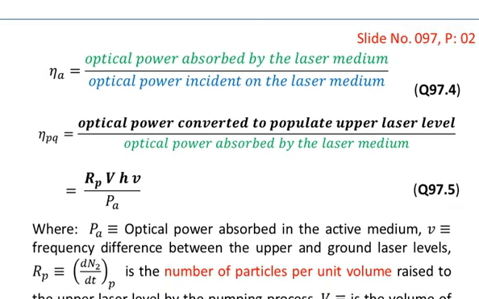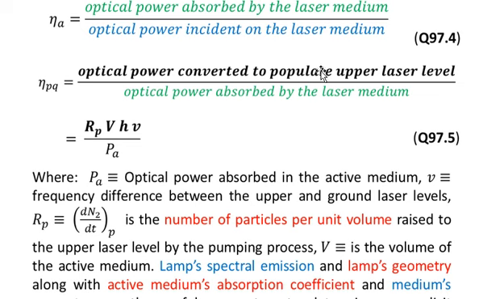Okay, so you see that according to the numerator in the expression of eta P, the mathematical term which we have shown in equation number 5 will survive. The numerator in equation number 5 will also survive. That is Rp multiplied by capital V multiplied by h nu will survive. So let's analyze these terms.